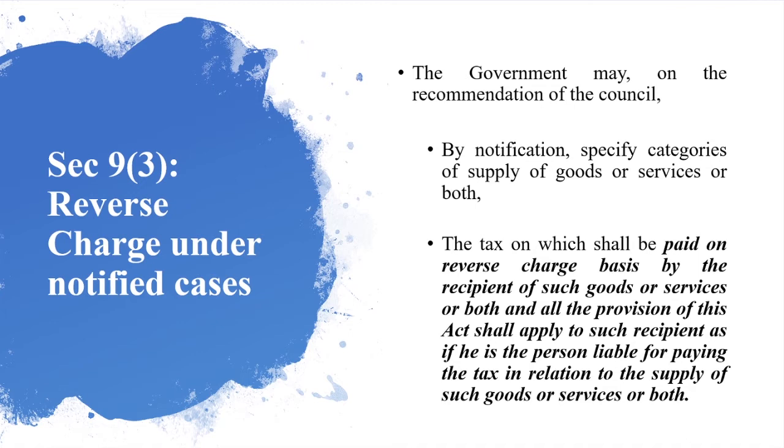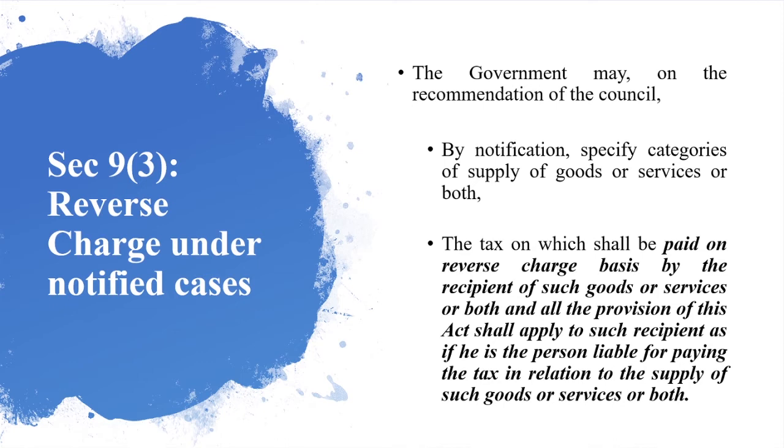So that means the government has the power to notify certain goods or services to levy tax on a reverse charge basis. And friends, the government has notified certain goods and services for which the reverse charge mechanism is applicable. And all the provisions of this Act will be applied to the recipient as if he is the supplier of such goods or services or both. That means friends, the receiver will be liable to pay tax directly to the government, not the supplier.